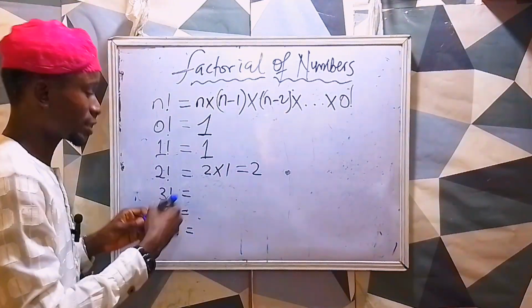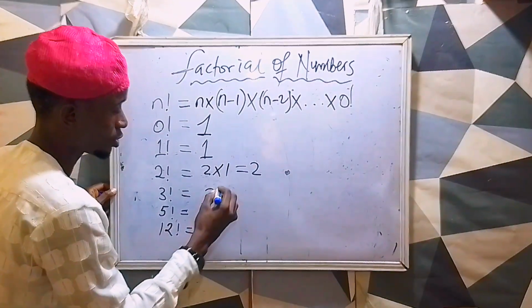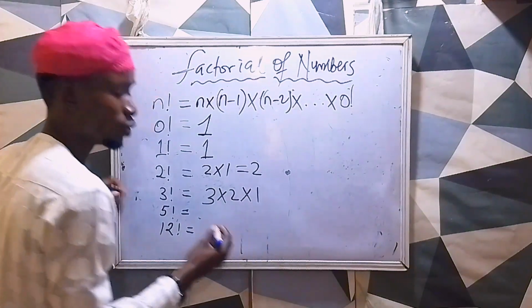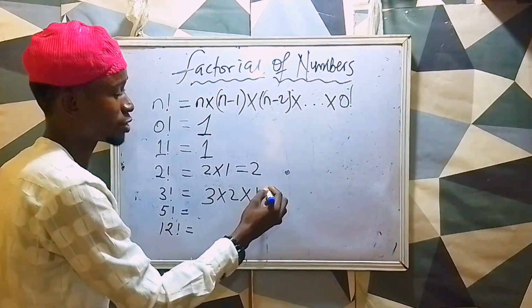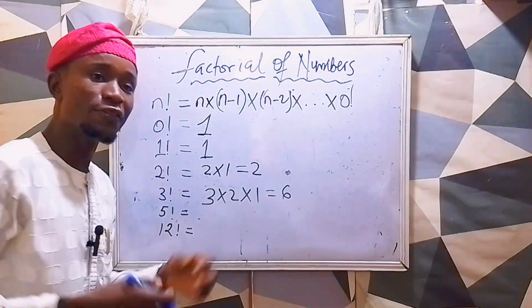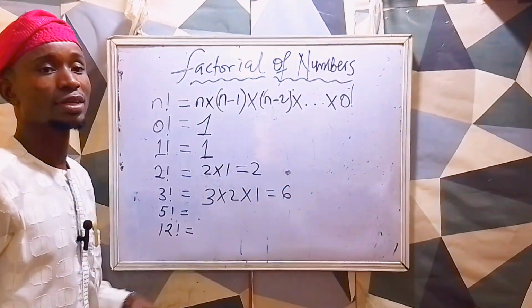3 factorial, let's keep reducing. 3, then we have 2, then we have 1. We stop. So that is 3 multiplied by 2, 6. 6 multiplied by 1 is what? 6. 3 factorial is 6.